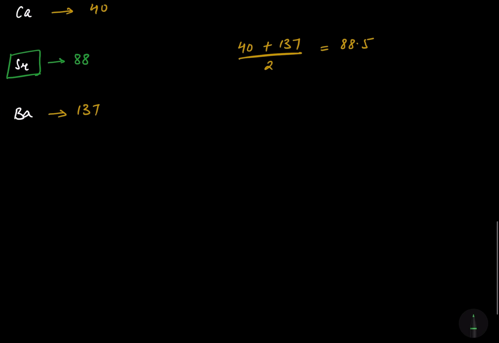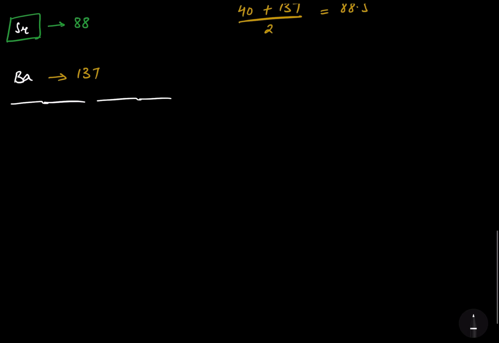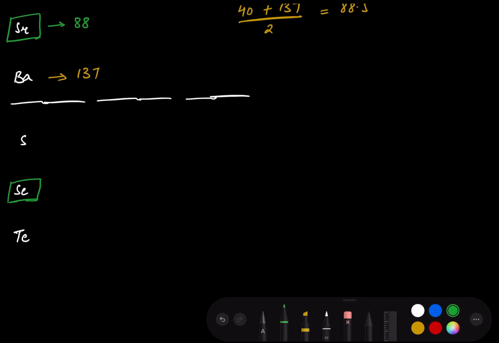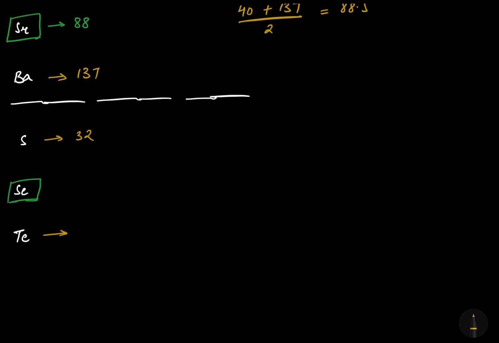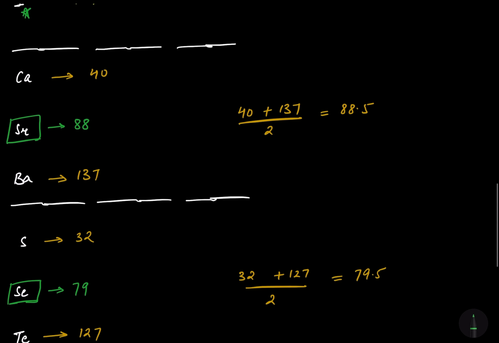Now let's come to another example of triads: sulfur, selenium and tellurium. Here again the central element is selenium. We have to evaluate the atomic mass of selenium by taking the arithmetic mean of atomic masses of sulfur and tellurium. What's the atomic mass of sulfur? It's 32. What's the atomic mass of tellurium? It comes out to be 127. Now let's take their arithmetic mean. It comes out to be 32 plus 127 divided by 2, and this value comes out to be 79.5. So here the mass of selenium is actually 79, which is nearly equal to 79.5. Here again we can say that the atomic mass of selenium is the average of atomic masses of sulfur and tellurium. So these were the 4 triads that I have given.